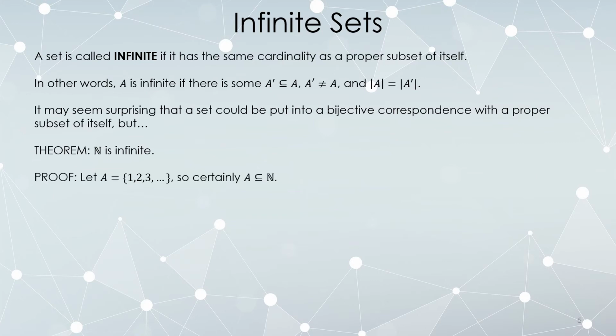Now, here's a subset: 1, 2, 3, and so forth. That's definitely a subset of the natural numbers. But 0 is a natural number, and I didn't put it into the set A, so I have a subset of the natural numbers which is not all of them.